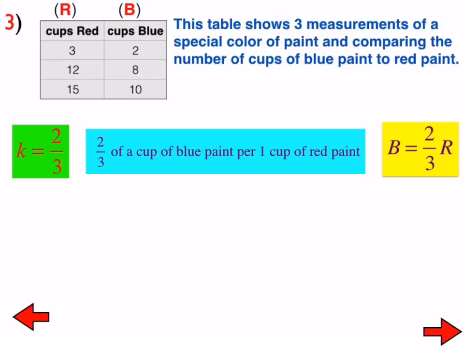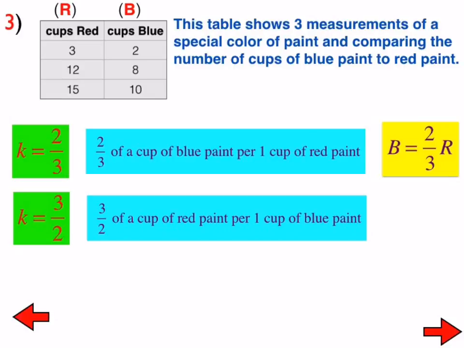Going the other direction, k would be 3/2. That would be 3/2 of a cup of red paint per 1 cup of blue paint. And the equation would be R equals 3/2 B. Any questions about number 3?